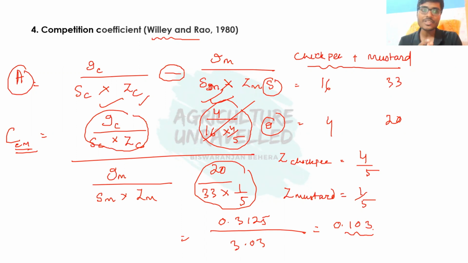Then what is the interpretation of this competition coefficient? It indicates that if it is less than 1, then the crop is less competitive. So here 0.103 is less than 1. It means the chickpea is less competitive as compared to the mustard crop.